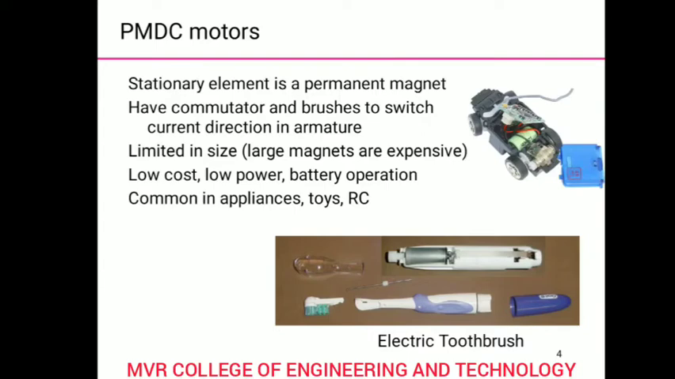So it is limited in size. Large magnets are expensive. The main disadvantage in the PMDC motor is that the permanent magnets are very cost oriented, so they are more expensive. These magnets are more expensive in order to place the permanent magnets on the stator. So they are very limited in size, and large magnets are expensive. They are low cost and low power, battery operated, common in appliances, toys, etc. So these are the different applications of the PMDC motor.